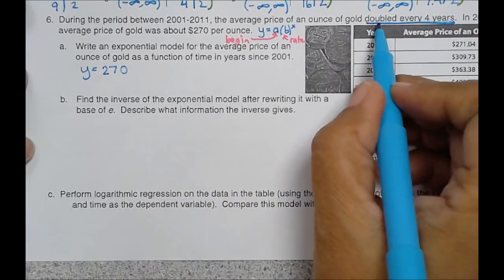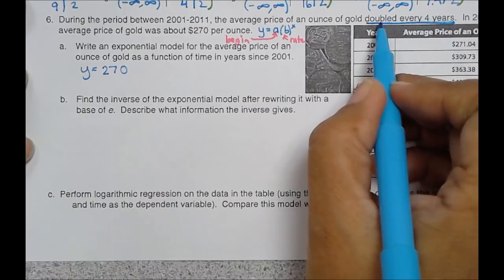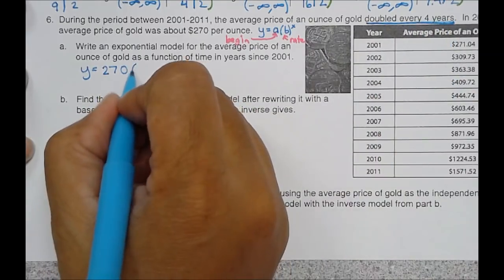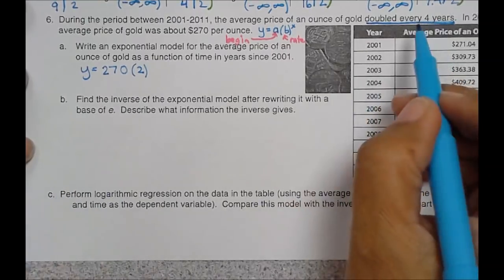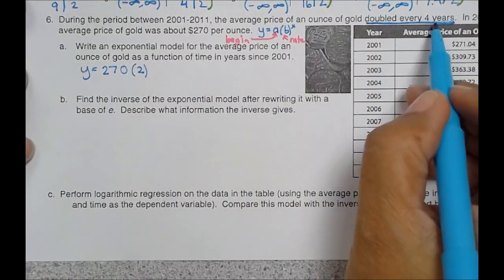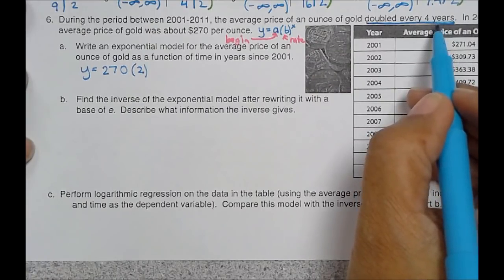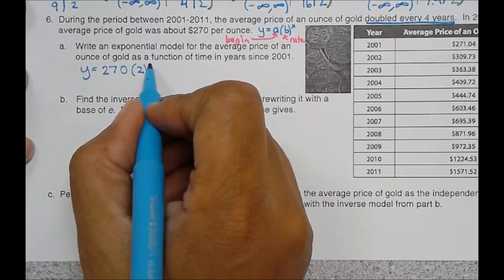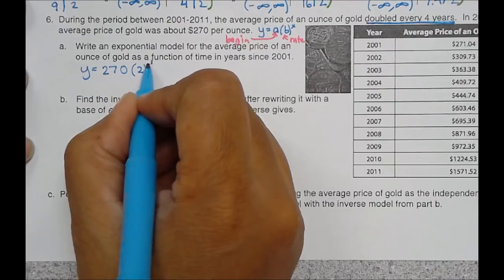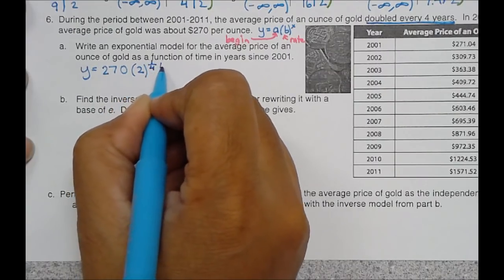So it's doubling every 4 years. So double means 2. You're multiplying by 2 every single time. That's your rate. It's doubling every time. And here's where it gets tricky. It doubles not every year, it's every 4 years. So if it's doubling every 4 years, you cannot just put t, because it doubles every 4 years. So you have to do 1 over 4 times t.